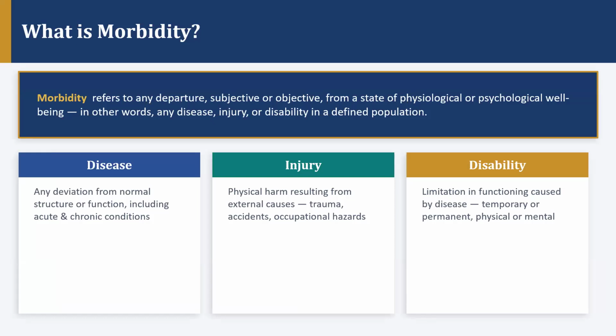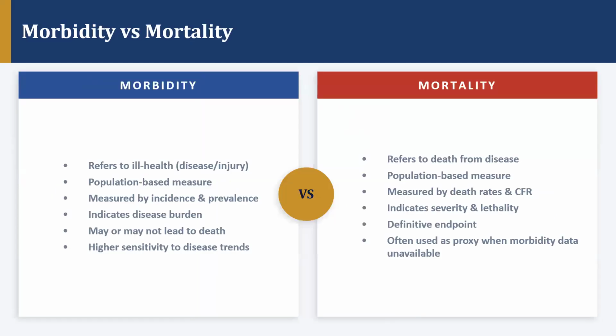Morbidity refers to any departure, subjective or objective, from the state of physiological or psychological well-being. In other words, any disease, injury, or disability in a defined population. So, disease is any deviation from the normal structure or function, including acute and chronic conditions. Injury is physical harm resulting from external cause, trauma, accident, occupational hazard. A disability is a limitation in the functioning caused by disease, temporary or permanent, physical or mental.